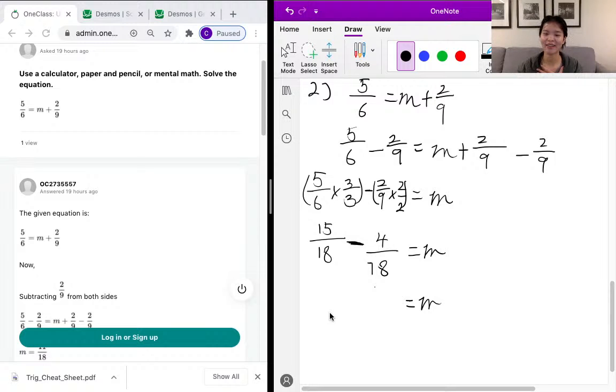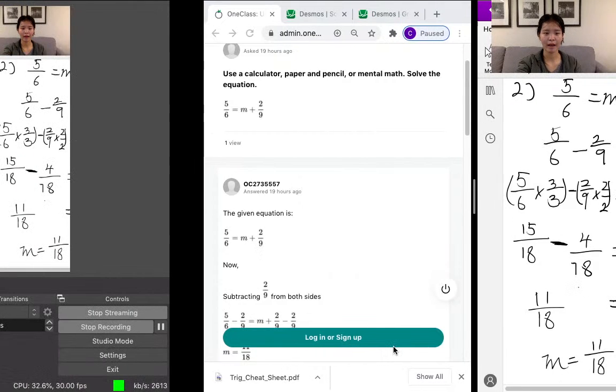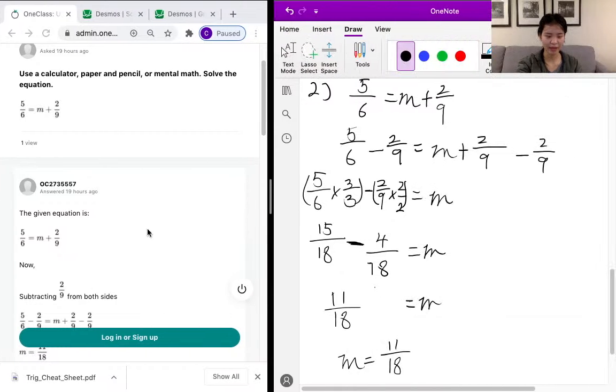Okay, so for our second last step, we have 15 over 18 minus 4 over 18. Since the denominator is the same, we just subtract the numerators, and 15 minus 4 is 11. So we have our 11 over 18 right over here, and the value of our m is 11 over 18. All right, that's how I do this problem.